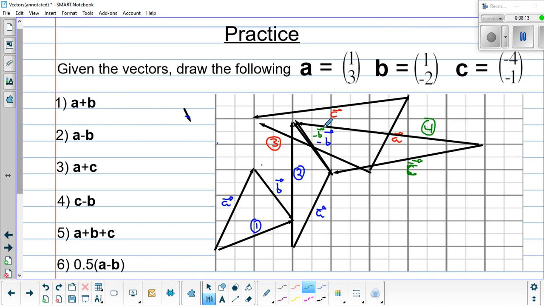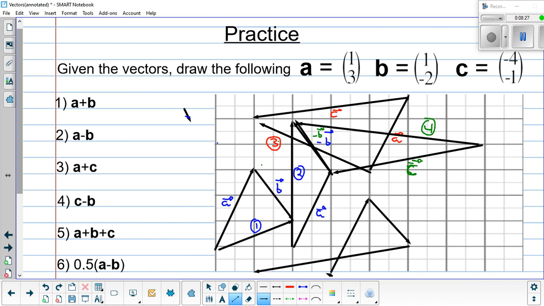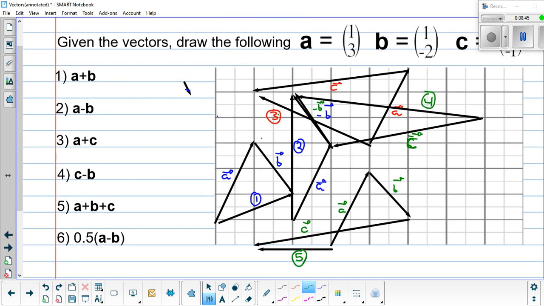Now we have A plus B plus C. So if we have A, we go 1 and 3, plus B, 1 and negative 2, and then negative 4, 1, 2, 3, 4, and negative 1. If you notice, our vector actually is just this one right here, because we started here, we had A, then we had B, then we had C, and this finally down here is our resultant vector 5. So this is why sometimes a diagram can show you your pathway moved a lot easier than if you're just adding and subtracting.